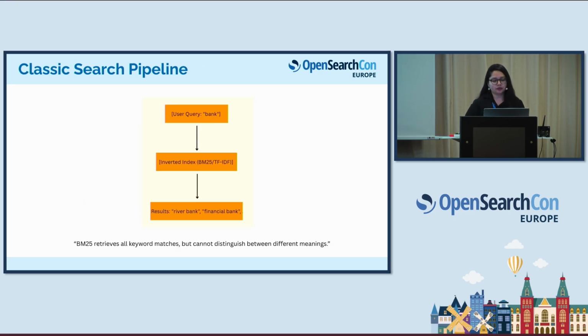So here is an example of a classic search pipeline. The user puts in a query, "bank", and like I explained, the inverted index will be updated for that, and it will give the results like river bank or financial bank. So if you notice, it is still returning results based on the keyword. It doesn't understand the semantics behind it. It doesn't understand the meaning, that river and financial are completely different things.